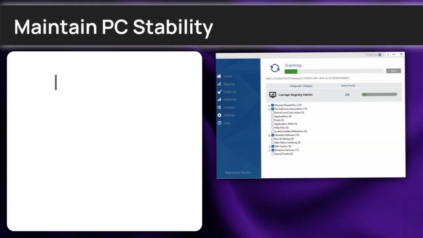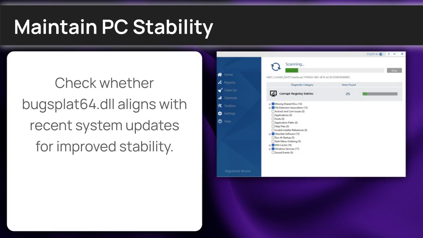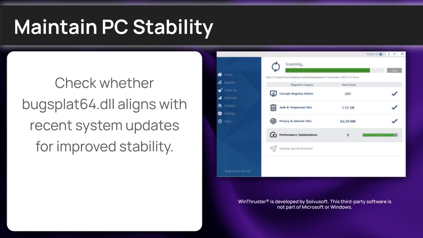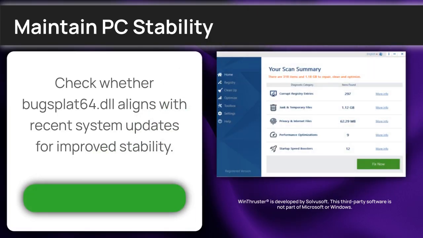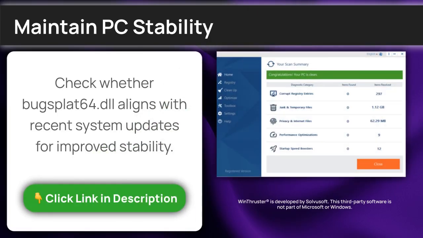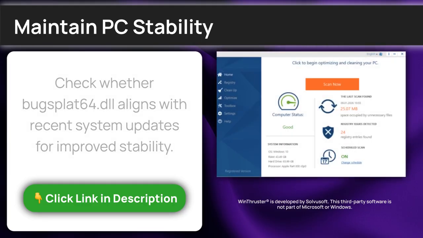To reduce technical overhead while maintaining high security, here is a professional method for managing system-level file health. If registry organization or initialization timing is a concern, the diagnostic information below references the Bugsplat64 management.